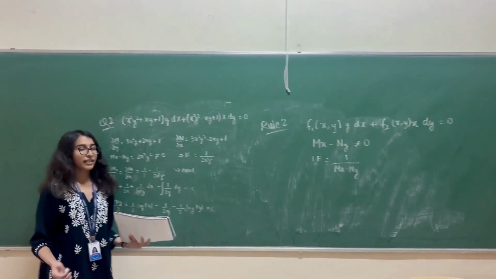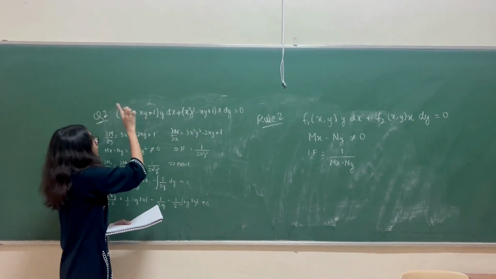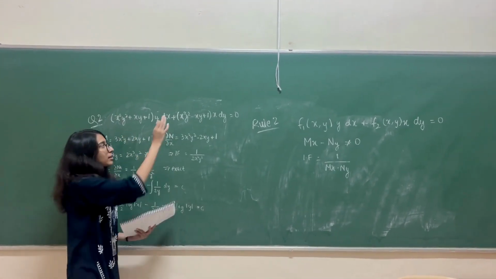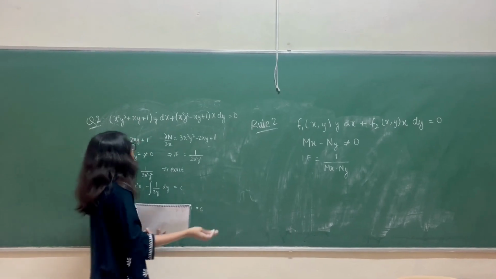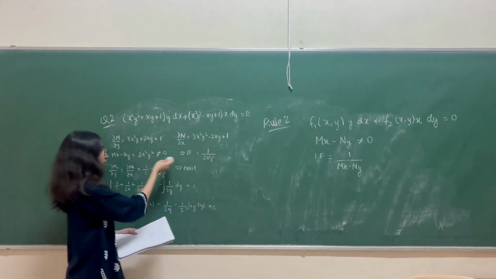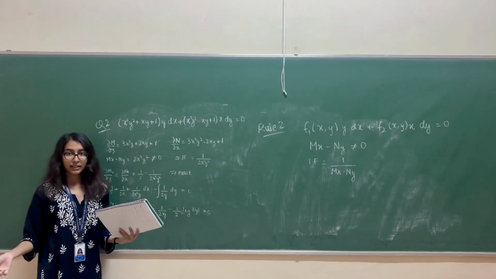Okay, so now let's take an example of rule 2. Here we have an equation of the form a function of x and y into y dx plus another function of x and y into x dy is equal to 0. So here we find dou M by dou y and dou N by dou x, which are not equal. So then we have to multiply with an integrating factor.